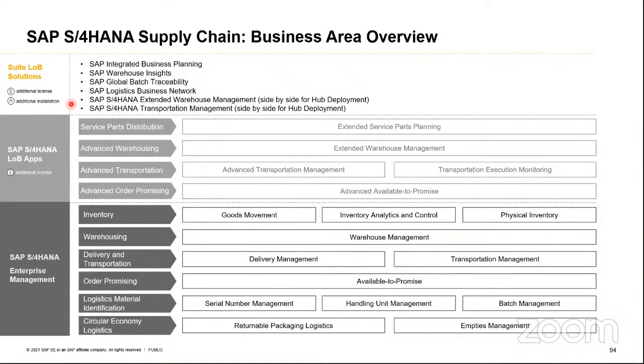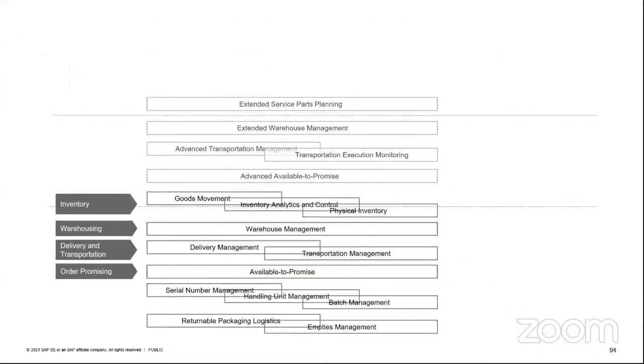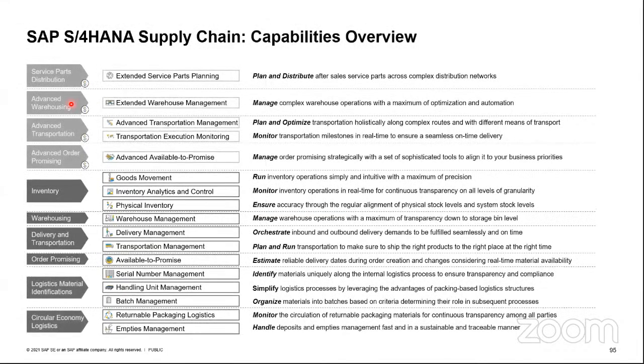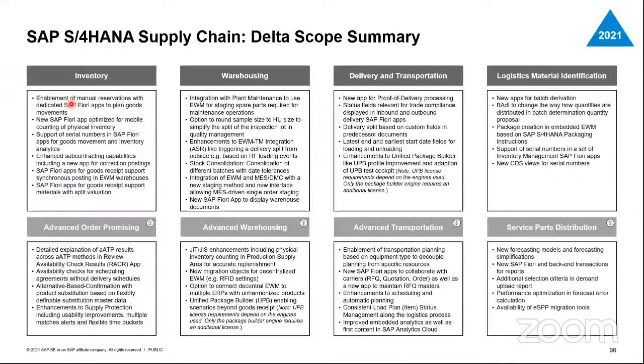View of the functionalities, again, fairly straightforward. I mentioned them already in the last slide, so I'll just move on. If you look at it, these are again what the broad functionalities are. You're familiar with most of them, so I'm not going to explain that. Now, what is the delta scope summary?